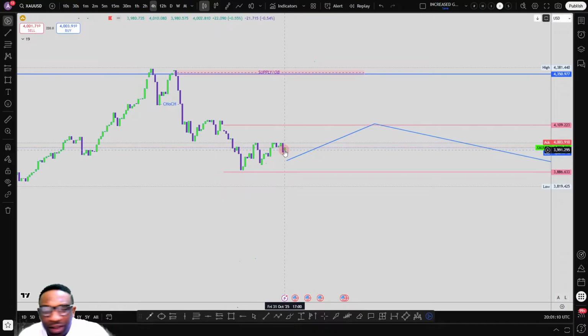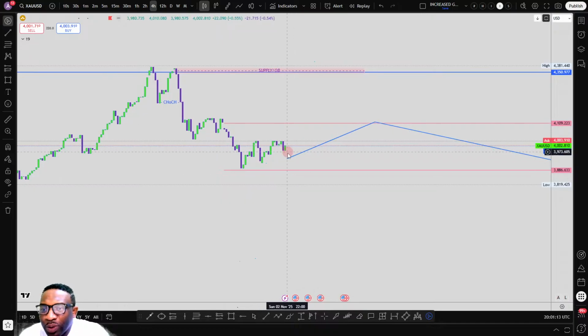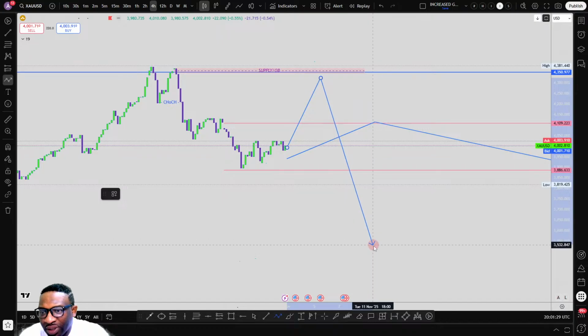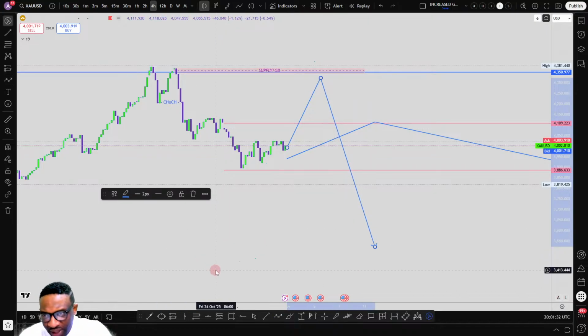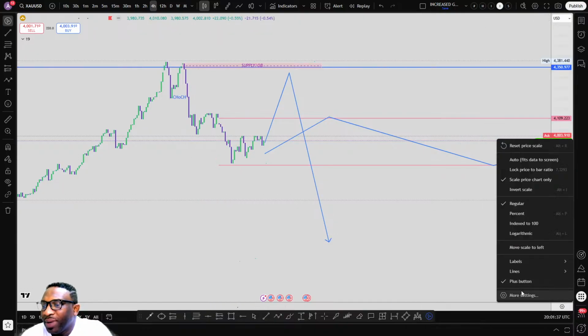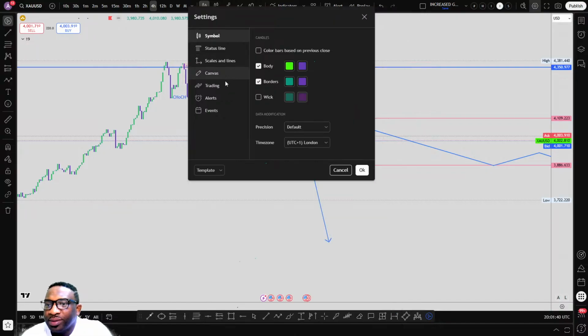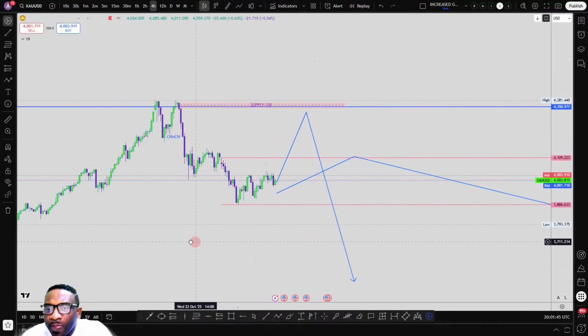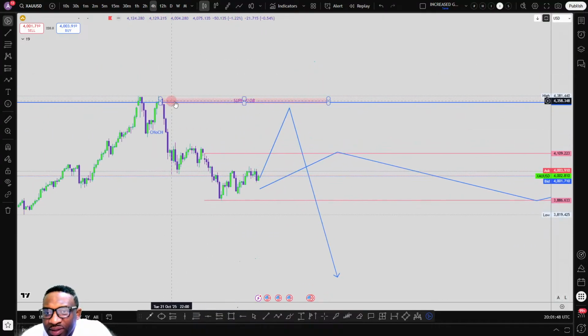Or it could be that we will head up from here, clearing these imbalances that might be there as a result of this break or change of character. We could revisit this area before we sell off, if we want to continue selling to the downside. So let me turn the wicks back on so that we have the full information of the price action.